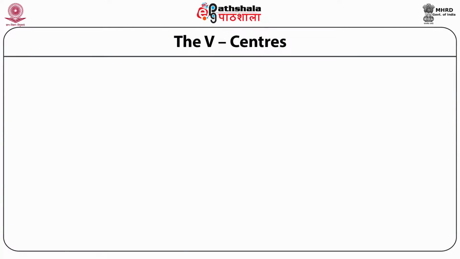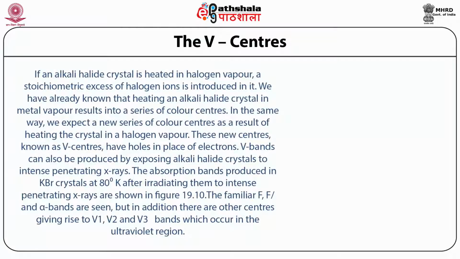The V centers. If an alkali halide crystal is heated in halogen vapor, a stoichiometric excess of halogen ions is produced in it. We have already seen that heating an alkali halide crystal in metal vapor results in a series of color centers. In the same way, we expect a new series of color centers as a result of heating the crystal in a halogen vapor.